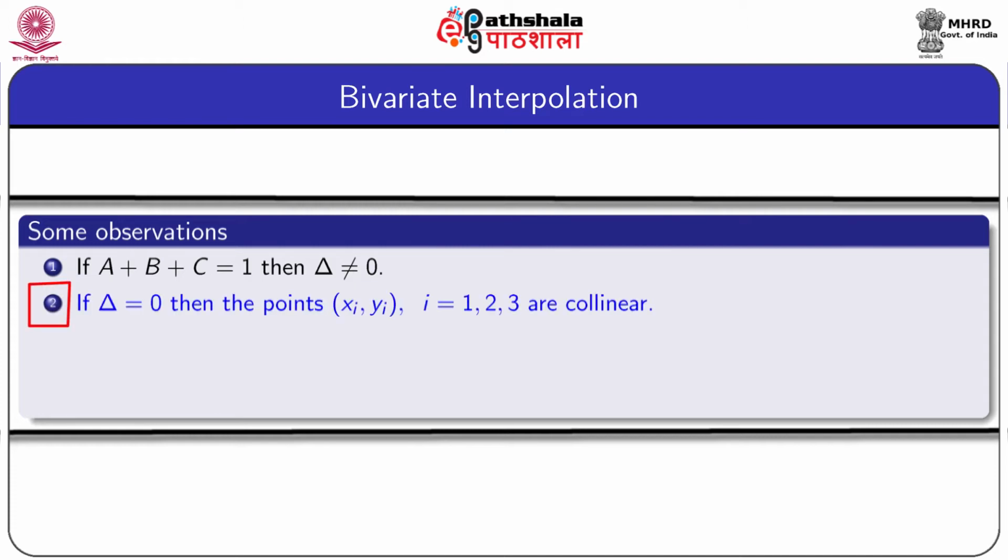If delta is equal to 0, that means the denominator is equal to 0, then the points (xi, yi), i equal to 1 to 3, are collinear. This gives the condition for collinearity.